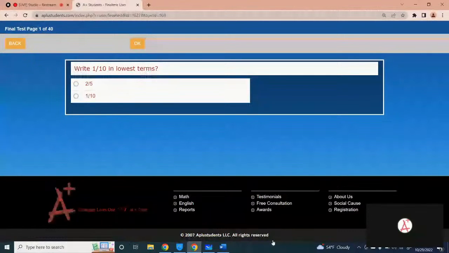Okay, write 1 by 10 in lowest terms. So which is the correct option? How do we write 1 by 10 to the lowest terms?